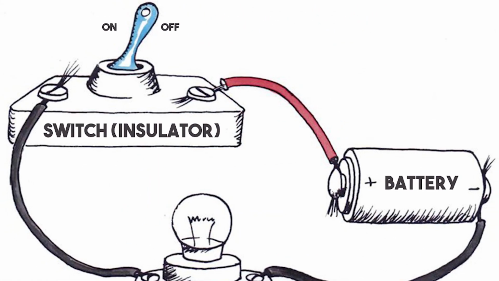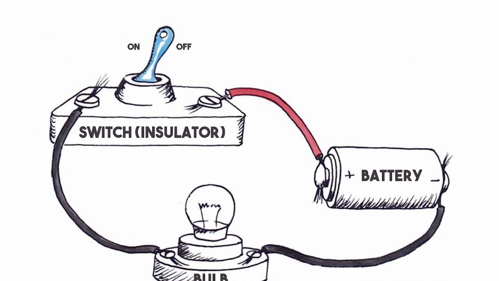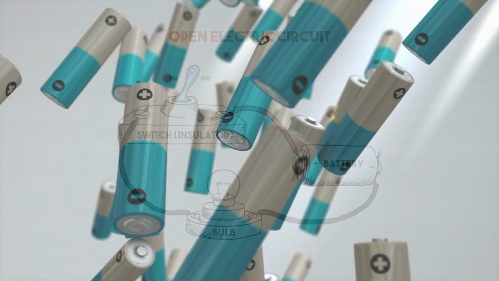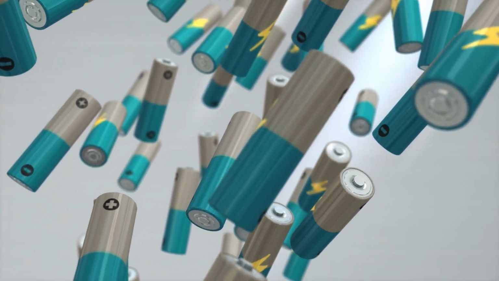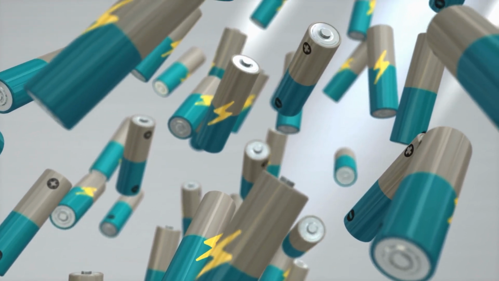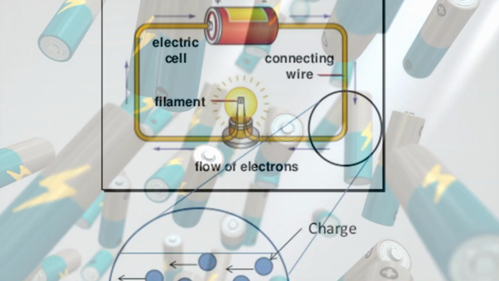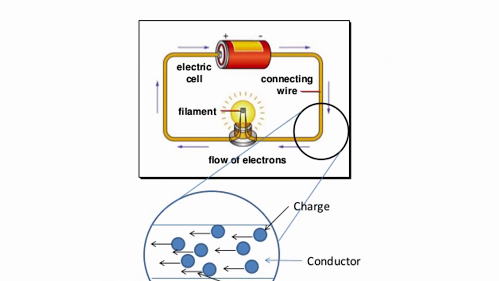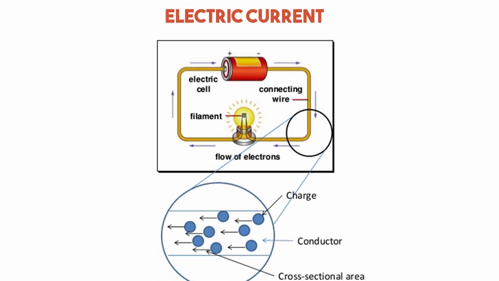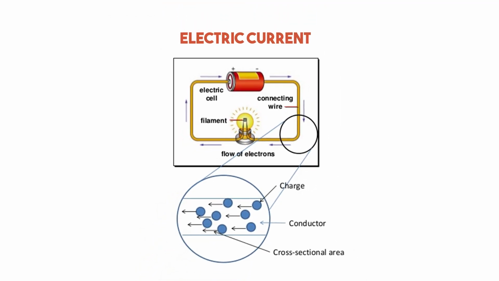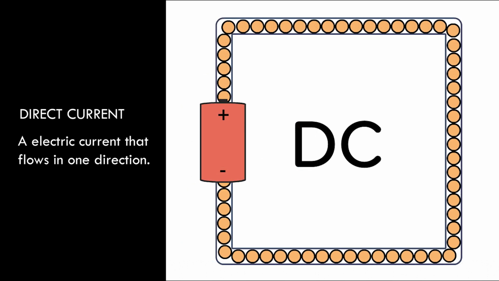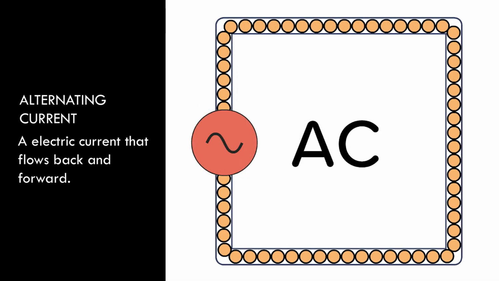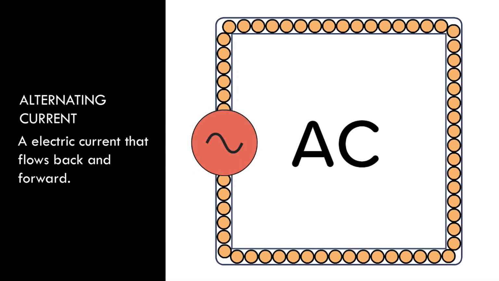If an insulator such as plastic or rubber is placed somewhere in the circuit, the circuit is open and the electrons cannot flow. A battery has two sides, one from which electrons are repelled and the other to which electrons are attracted. Since a conductor like a copper wire is attached to the two sides of the battery, electrons flow freely from one end to the other, creating an electric current. A current that always flows in one direction is called direct current or DC, and a current that flows back and forth is called alternating current or AC.